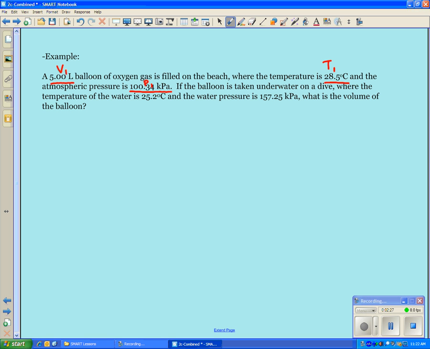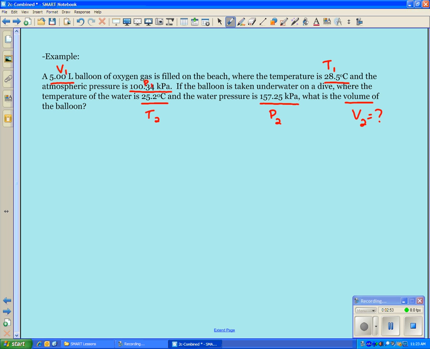If the balloon is taken underwater on a dive, where the temperature of the water is 25.2 degrees Celsius, there's T2, and the water pressure is 157.25 kilopascals, there's P2. What is the volume of the balloon? We're looking for volume, so that's our unknown. We're looking for V2.